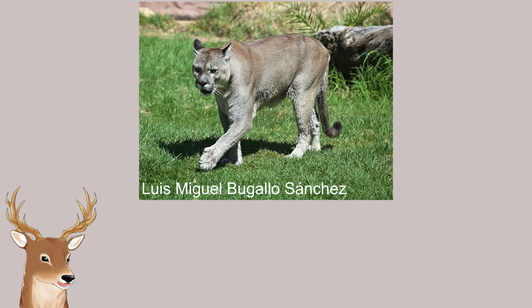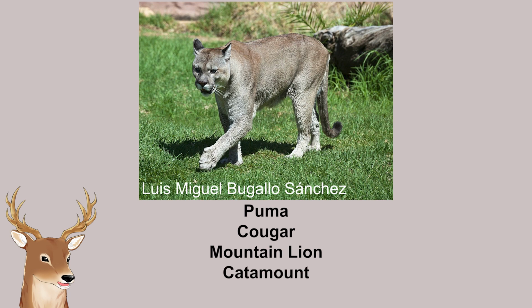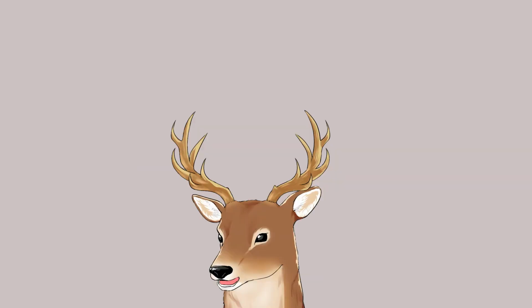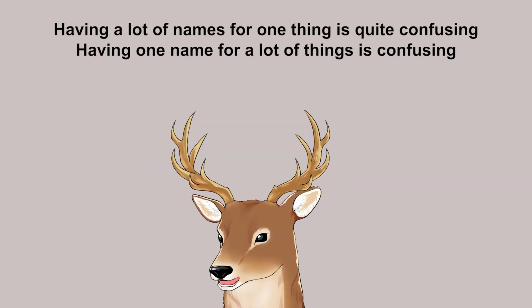Alright, let me give you an example. Look at this animal. This is puma, also known as cougar, also known as mountain lion, also known as catamount, also known as panther, maybe even more names. So you see, it's quite confusing when one animal is called many things.